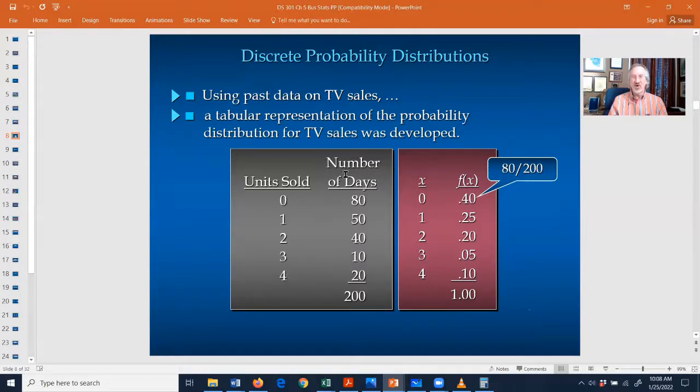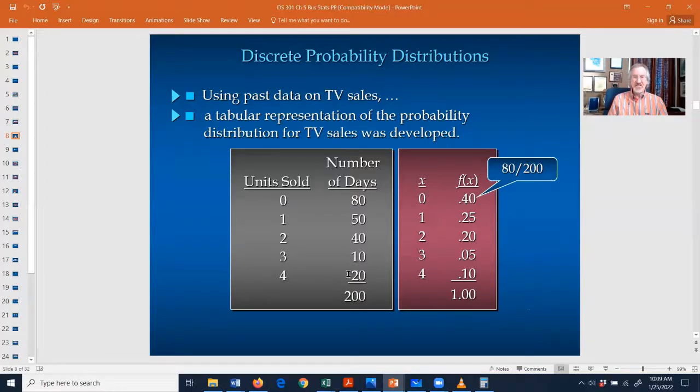Now, we need to convert what we just found into weights. What percent of the time, when we went back the last 200 days, did we sell 0 TVs? 80 divided by 200, which is right there, 40% of the data we collected are zeros. 80 of the days out of 200 were zeros. So on average, about 40%, if historical data, the last 200 days, do anything to predict the future, the next 200 days, we should expect about 40% of the time probably selling 0 TVs.